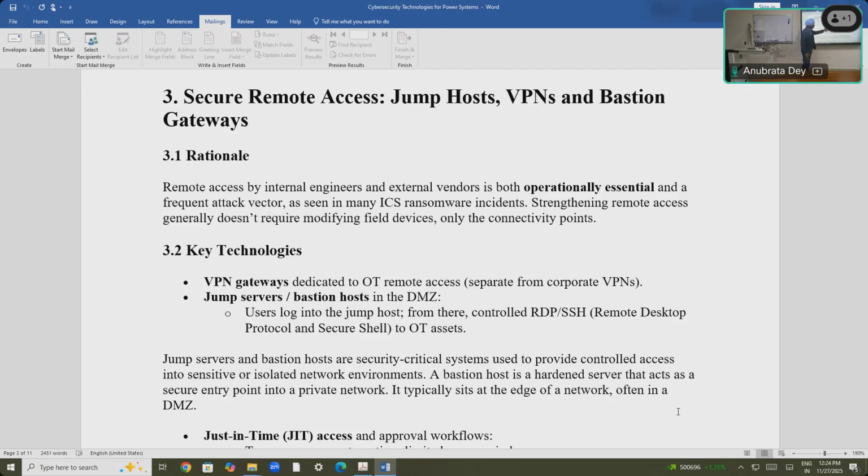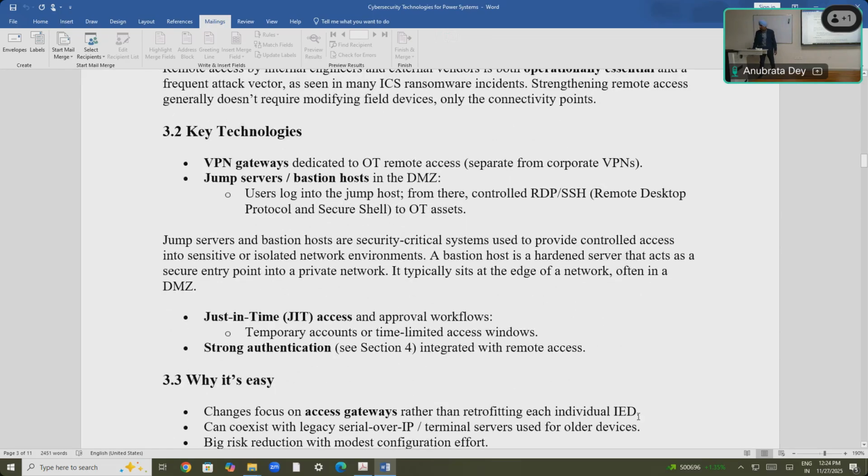Strengthening remote access doesn't require modifying anything, only the connection points. So what are the key technologies there? You are basically restricting access: VPN gateways dedicated to remote access but separated from your corporate VPN, and then jump servers and hosts in the DMZ. Users will log into the jump host, and from there you will have controlled Remote Desktop Protocol or secure shell to the OT asset.